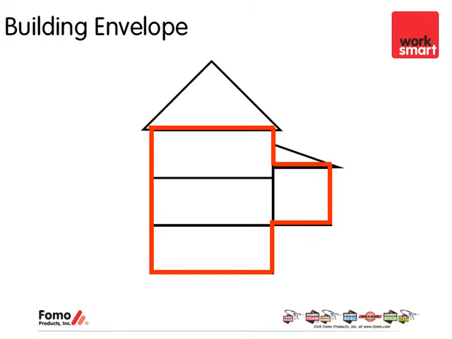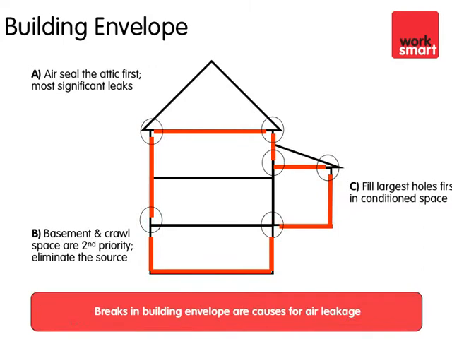And if you look at the common areas where there are problems within the building envelope, where you do have breaks, it would typically be in areas where you have adjoining building materials. This is often the most common area for air leakage. So it's really those breaks in the building envelope that are causing the air leakage.